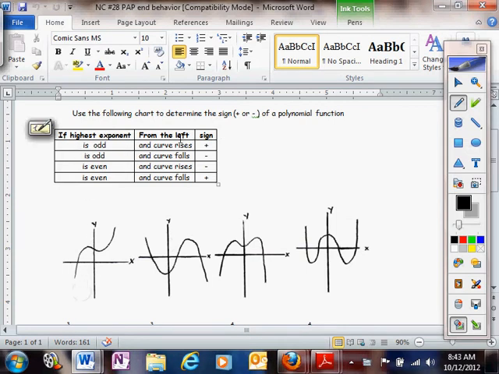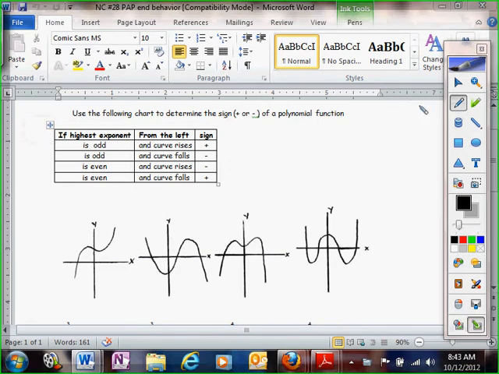So if the highest power is odd and the curve rises from the left, then the function is positive. If the highest power is odd and the curve falls from the left, then the function is negative. If the highest power is even and the curve rises from the left, then it's negative. And if the highest power is even and the curve falls from the left, then it's positive. So using this chart, looking at these four graphs that I have down here, let's see if we can determine if the graph is positive or negative.